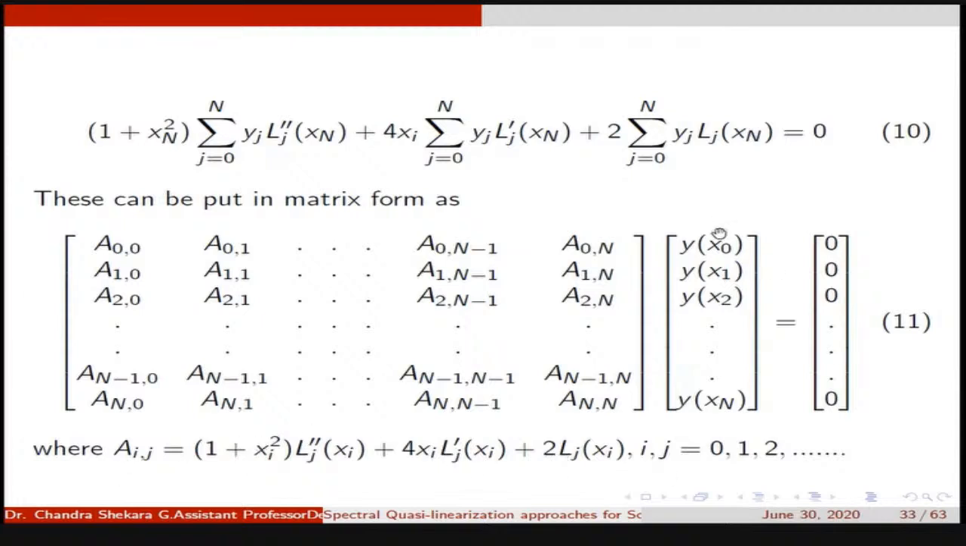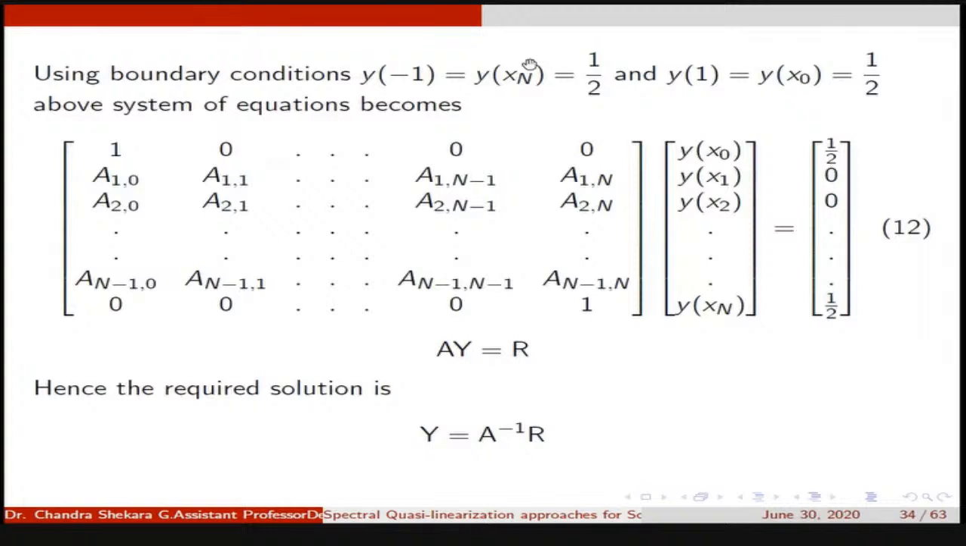So this y vector is equal to the right hand side. Since it is a homogeneous equation, this is the right hand side. Then after applying the boundary conditions, this is the right boundary condition, and in the last row you can implement the left boundary condition. Then this is the complete system of linear equations of this form, Ay = r.